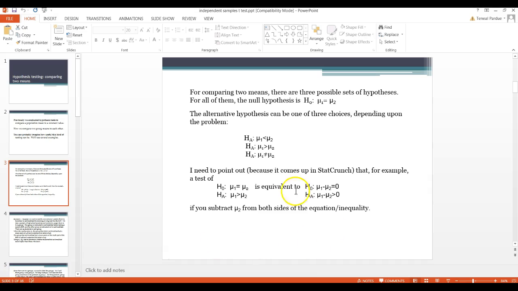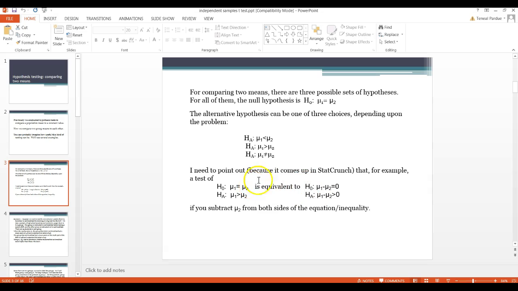For all of them, the null hypotheses are going to be the same. The null hypothesis is always going to be mu1 equals mu2. So we've got group 1 and group 2, and the null hypothesis is that the two means are the same. The alternative hypothesis could be that group 1's mean is less than group 2's mean, that group 1's mean is greater than group 2's mean, or that the two means are just different.